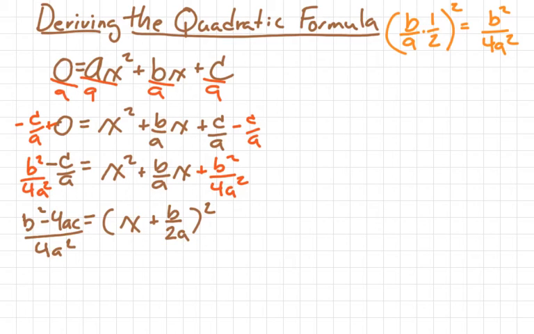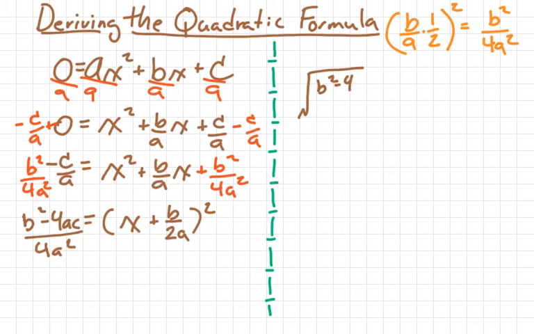Okay. The next step, I'm going to take the square root of both sides. Okay, taking the square root of both sides, I get plus or minus the square root of b squared minus 4ac over 4a squared is equal to x plus b over 2a.